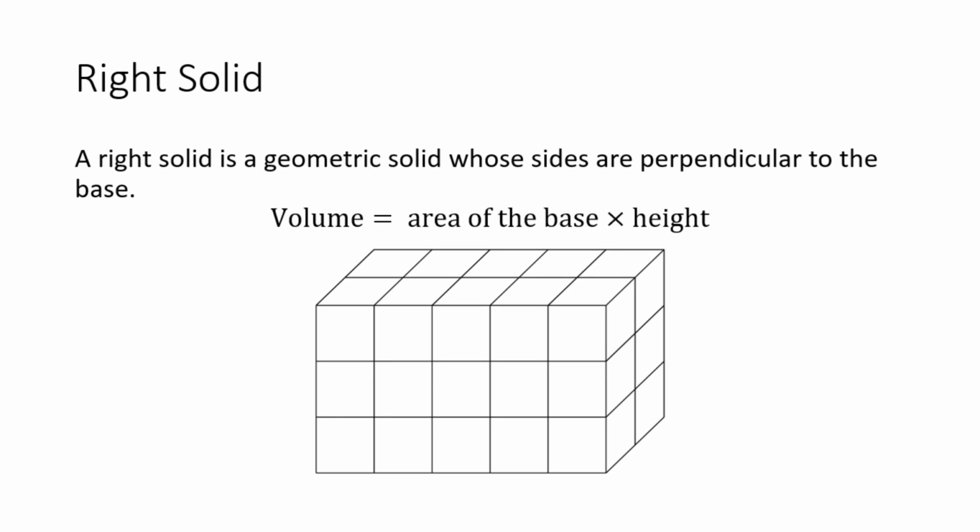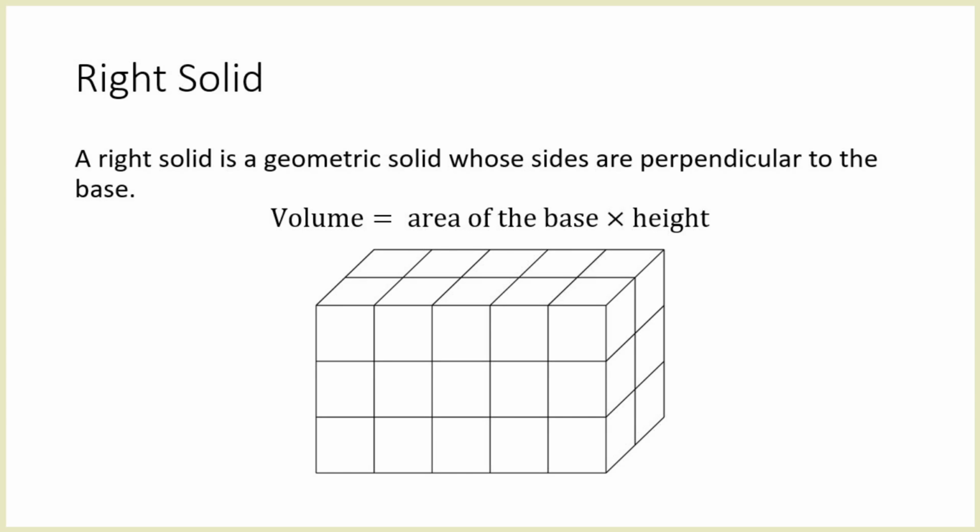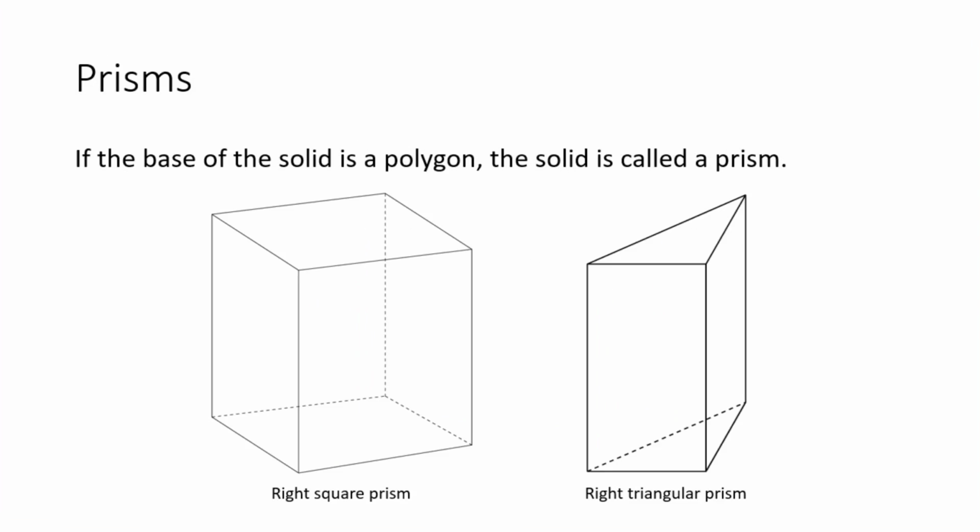The volume of a right solid we can find by finding the area of the base, here, times the height. That will give us this whole volume. So, the area of the base times the height.